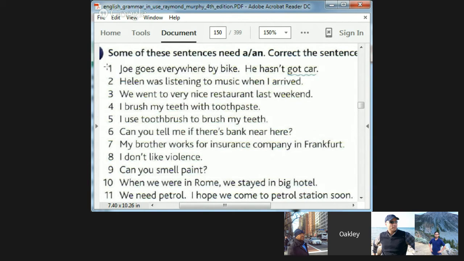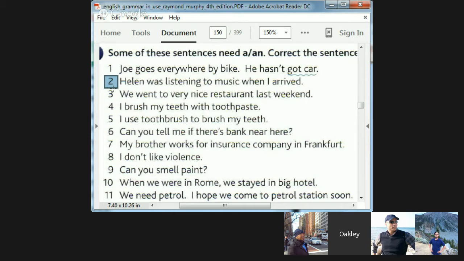Okay, so Philip, number one. Joe goes everywhere by bike. He hasn't got a car. Yeah, you need a, because of course cars are countable. How many cars do you own, Philip? Oh, just one. All right, fair enough. But one's a number, so that's definitely countable.